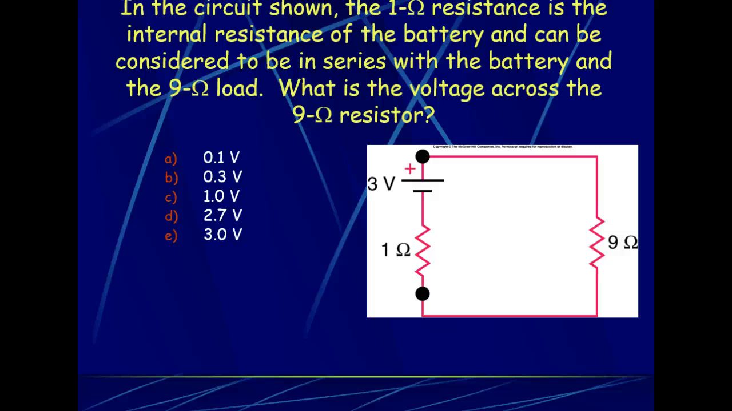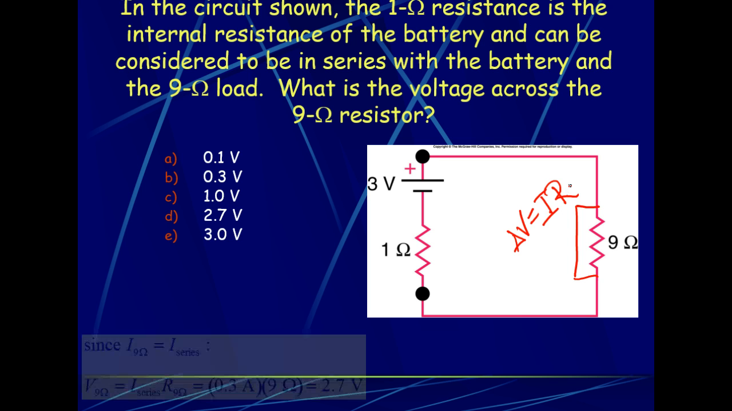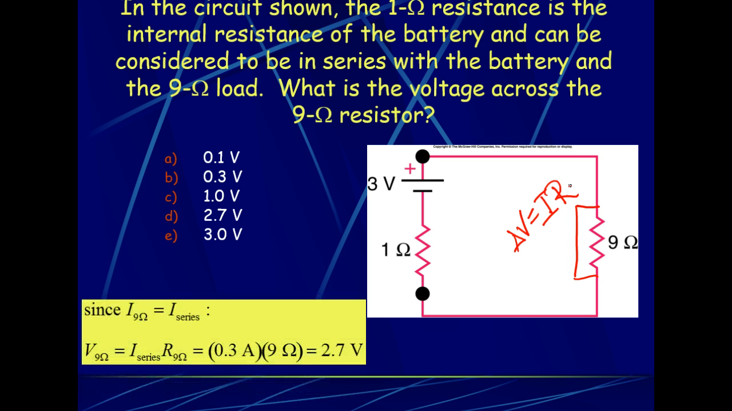Now, with that current being 0.3 amps, if I want to know the voltage drop across this 9 ohm resistor, the change in voltage is going to be the total current times the resistance. So it's going to be the 0.3 amps times the 9 ohms, which is going to give us 2.7 volts.